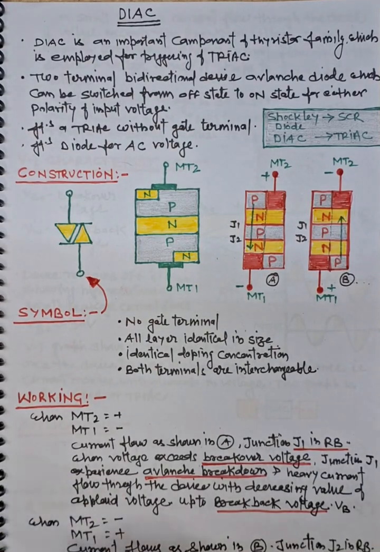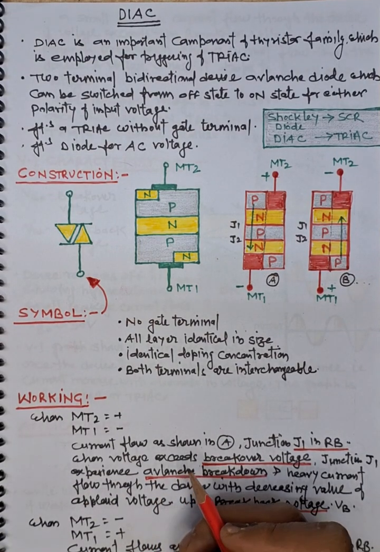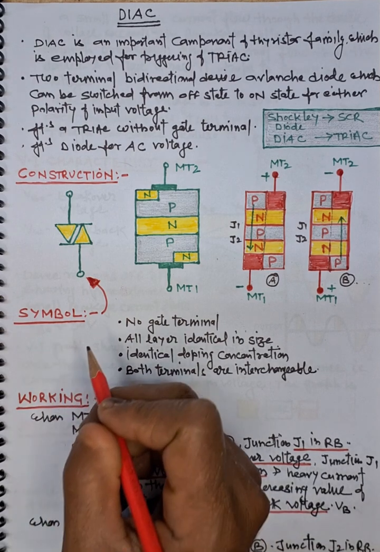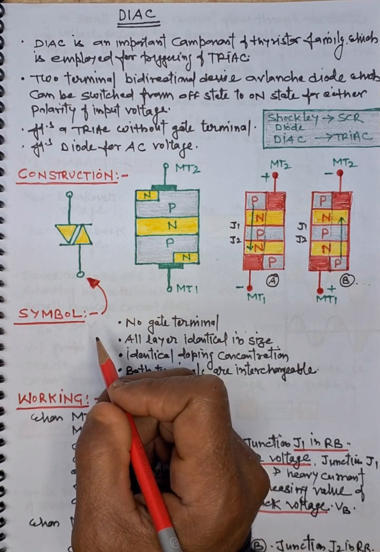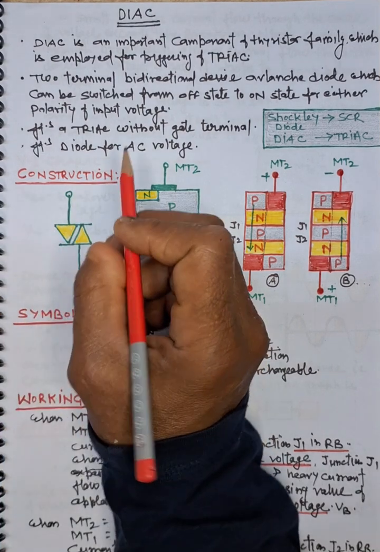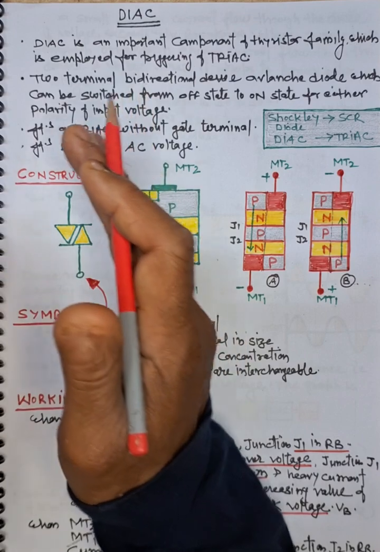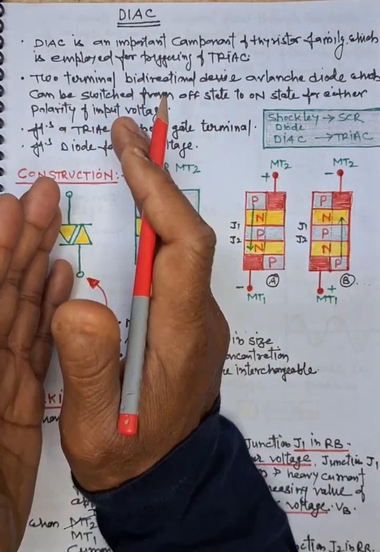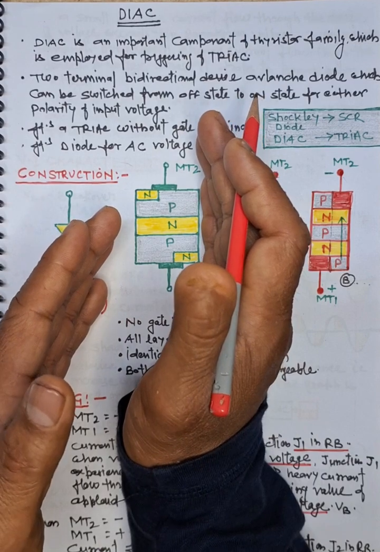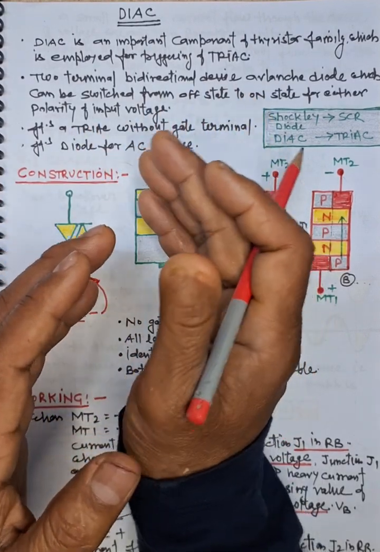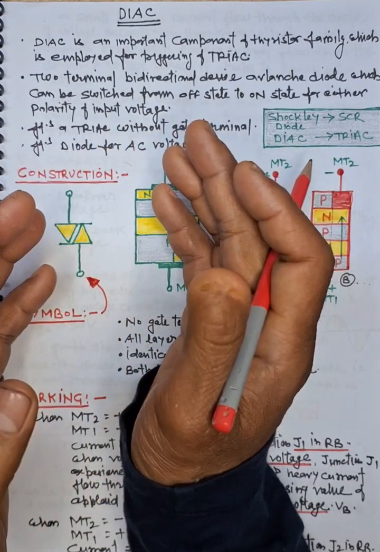Okay guys, in this video we are going to discuss one more important component of power electronics, which we call DIAC. DIAC, as the name signifies, is diode plus AC. It is a diode which is used with the AC voltage. Since it is used with the AC voltage, it will obviously be working in both the directions.